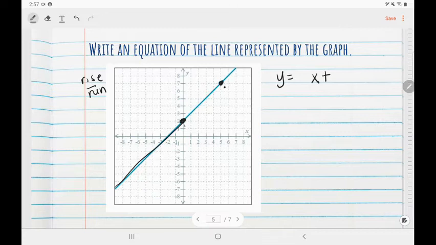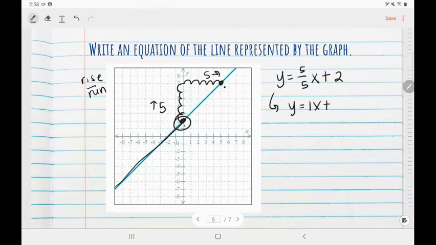So finding our rise, counting 1, 2, 3, 4, 5. Okay, I don't need to go up any higher because I'm level with this point. And I'm going to run 1, 2, 3, 4, 5. So I go to write my fraction, my rise over my run, so 5 over 5, plus my y-intercept, which is at positive 2. Now I'm going to simplify if I can. Y equals 5 over 5 simplifies to 1, x plus 2. Now some of you may recognize that I don't actually have to write the 1. I can just write x plus 2.